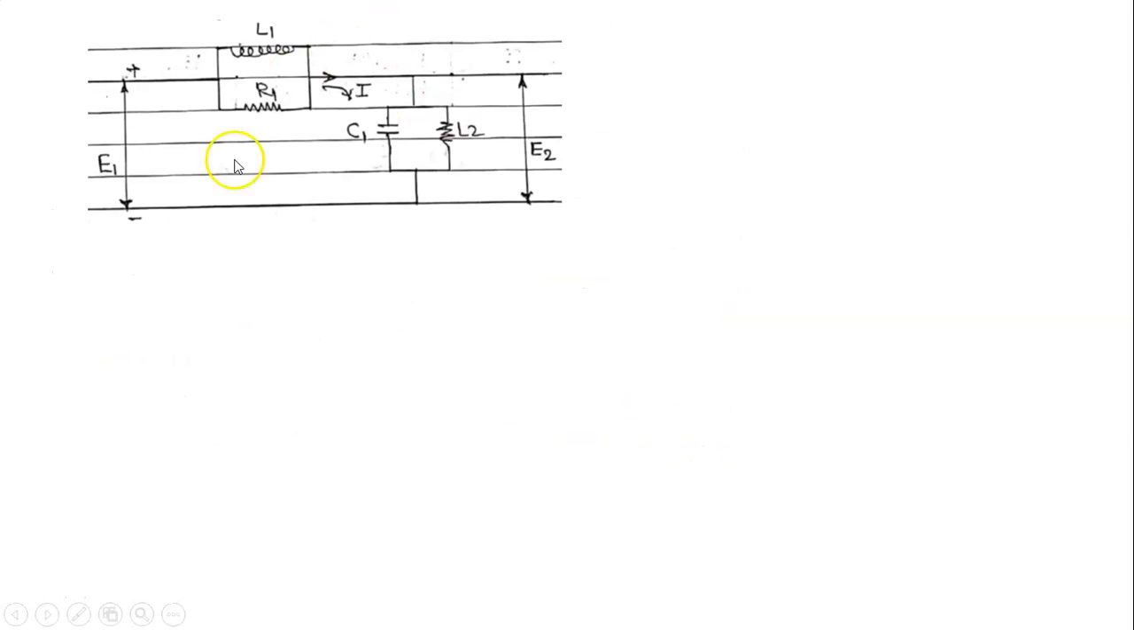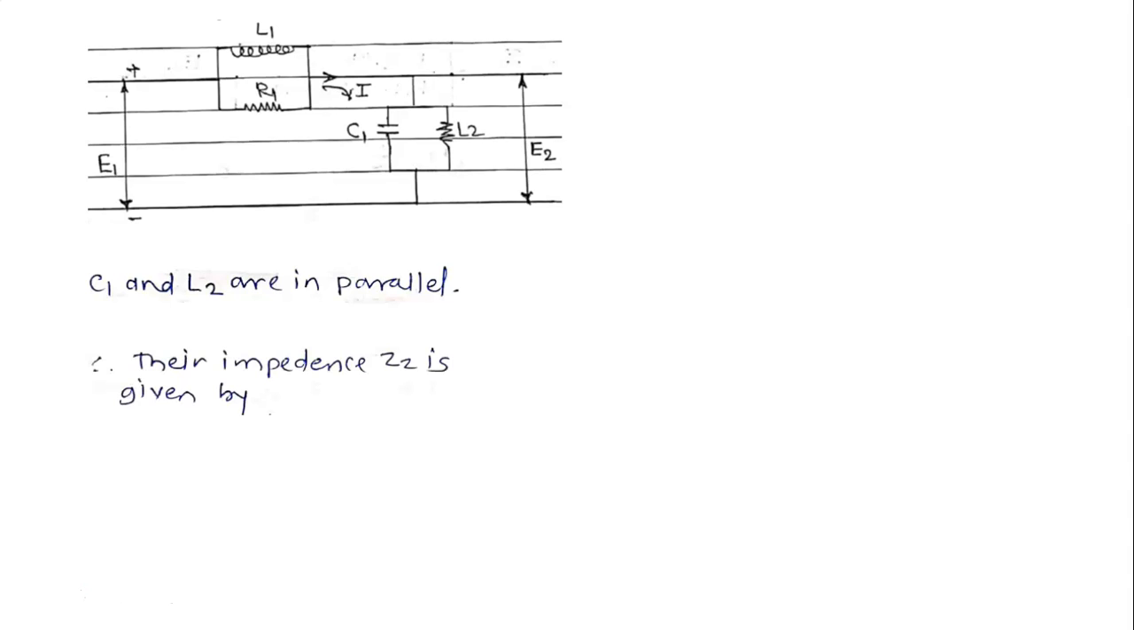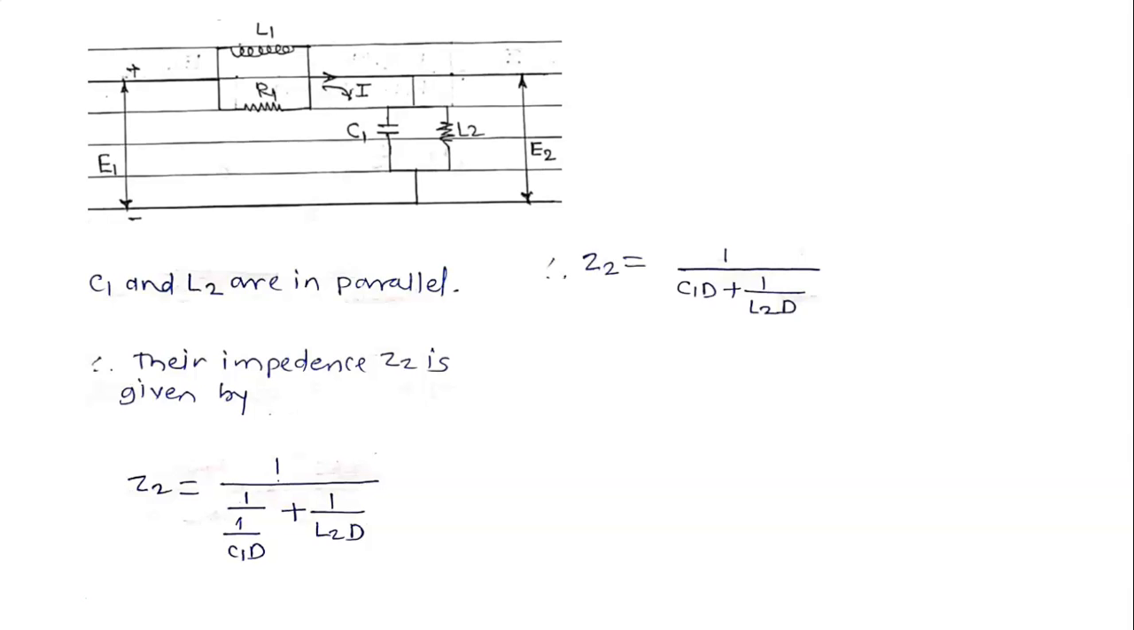Similarly, again, I have drawn the circuit diagram here. C1 and L2 are in parallel. Therefore, their impedance Z2 is given by, since elements are in parallel, Z2 is equal to 1 divided by 1 upon 1 divided by C1D plus 1 upon L2D. Therefore, Z2 is equal to 1 divided by C1D plus 1 upon L2D. Therefore, by simplification, Z2 is equal to L2D divided by 1 plus C1D into L2D.